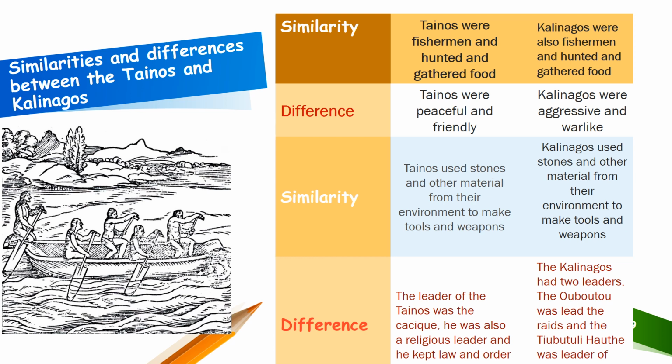The leader of the Tainos was a cacique. He was also the religious leader. He was assisted by men known as Metanos, as well as headmen. The Kalinagos had two main leaders, the Abauta and the Tibitili-Hoth. The Abauta was the leader in times of war, and the Tibitili-Hoth was the leader in times of peace.